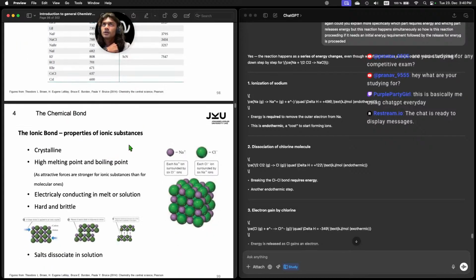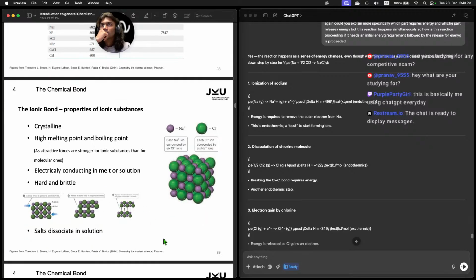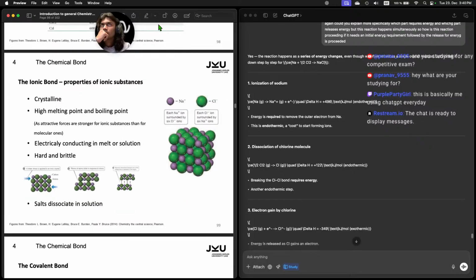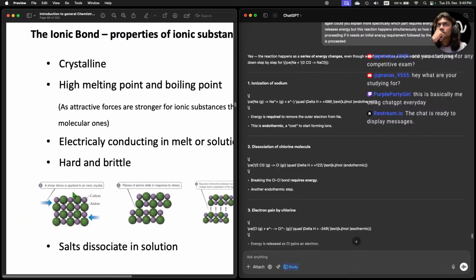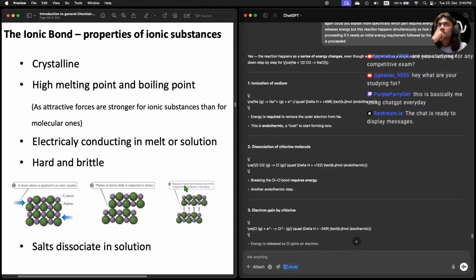Ionic bond properties of ionic substances: crystalline, high melting point and boiling point, as attractive forces are stronger for ionic substances than for molecular ones, electrically conducting in melt or solution, hard and brittle. Shear stress is applied to an ionic crystal. Planes of atoms slide in response to the stress. Repulsive interaction between the ions. That's the reason for being brittle.